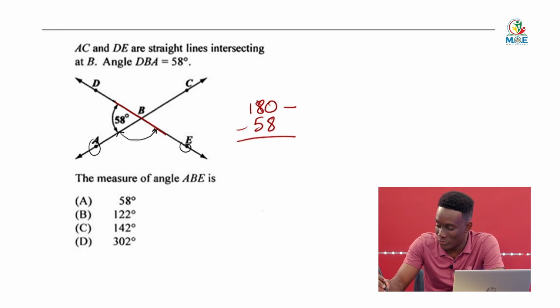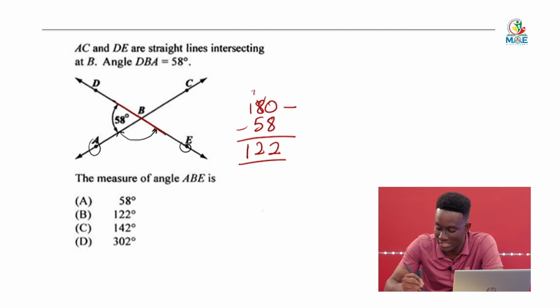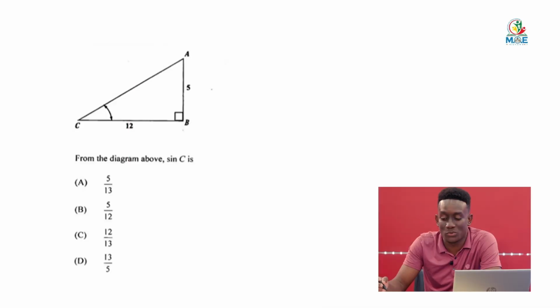This 8 will be turned to 7. So we have 10, subtract 8 will be 2. And 5 from 7 will be 2. So we have 122 as the answer. So the answer here is B, 122. As easy as that.